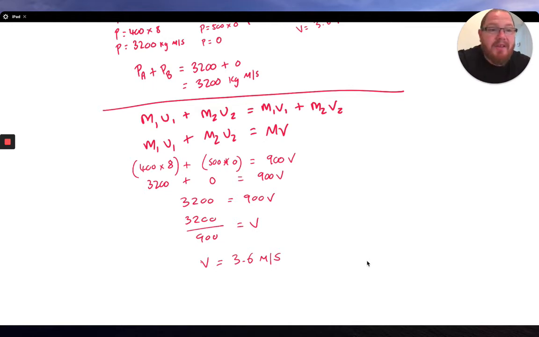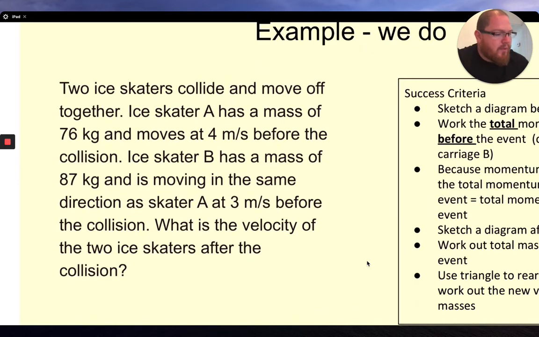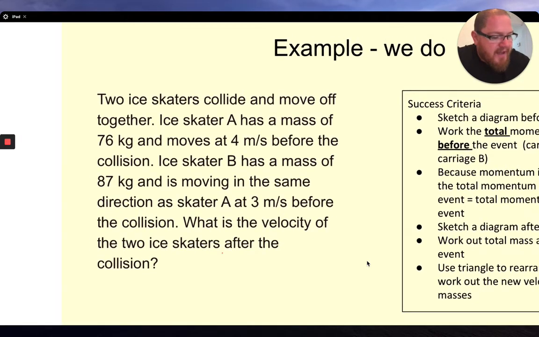Okay, let's do another example together. And I'm going to try and talk less through it and be more specific about the process. So two ice skaters collide and they move off together. So I'm just going to underline that, move off together. So we're dealing with A, B, move in, and then they combine and move off together. So we've got one object after the event.